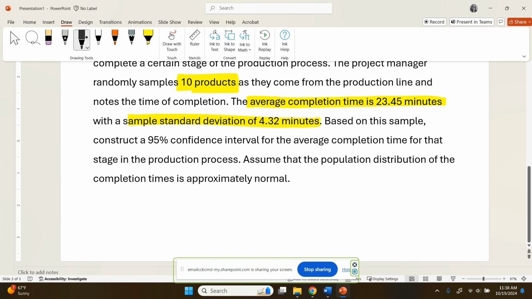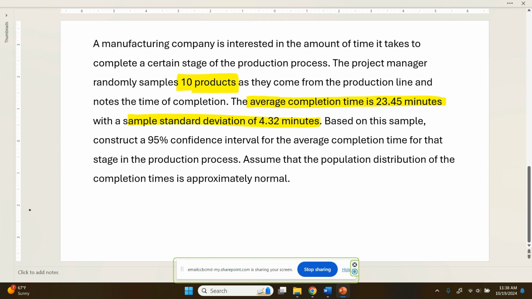So I highlighted a few things as we read through this. It says that they took 10 products, so that'll be our n. It goes on to say that from those 10 products, the average completion time, that's the sample mean, is equal to 23.45 minutes. And then the sample standard deviation, s, is equal to 4.32 minutes. So we have some clues here.